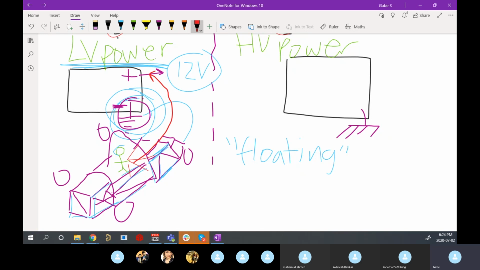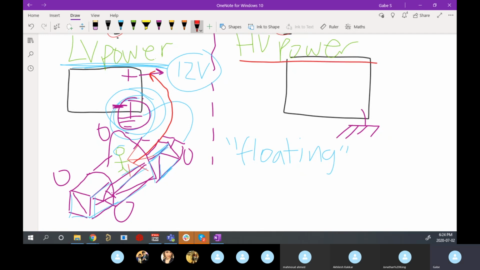It can be in the right circumstances, but usually 12 volts is not enough to break through your skin resistance. So you can put your hands on a car battery and you'll be fine. You won't feel anything just because your resistance is high enough. That voltage is too low to break through your skin resistance. But now imagine you're doing that with high voltage power.